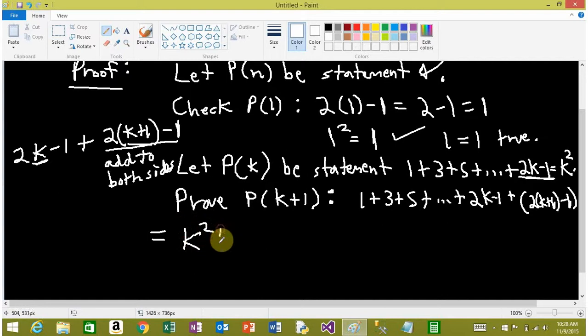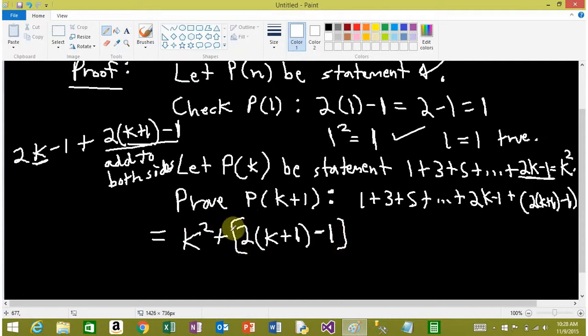and then we're going to set that equal to k squared plus 2 times k plus 1 minus 1. So that is what we just added to the right side.